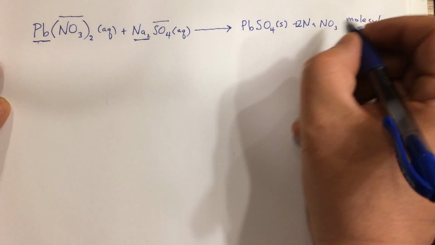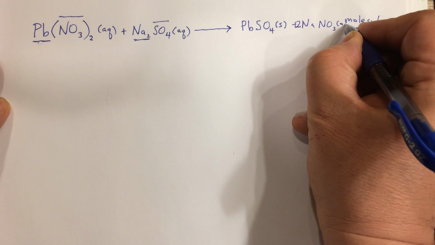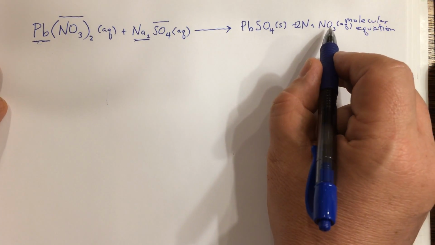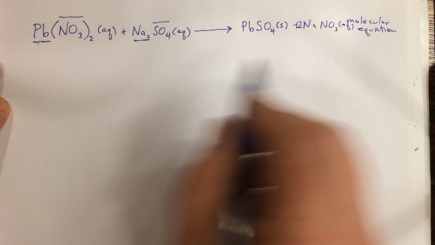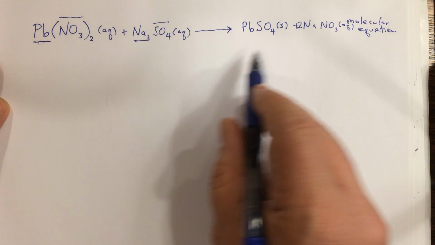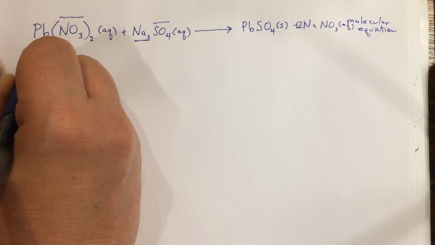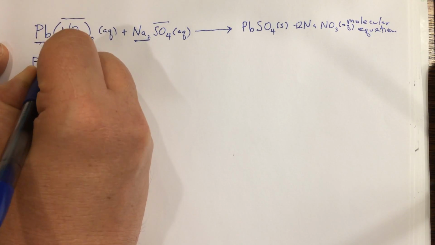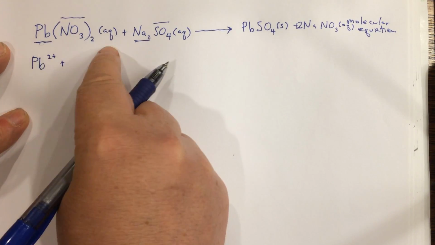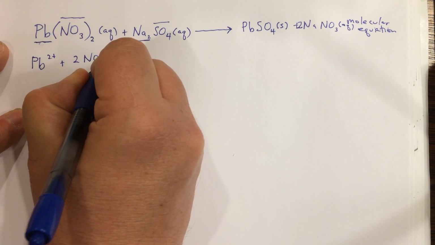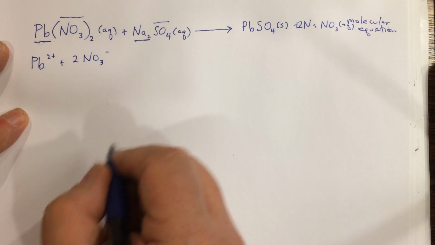aqueous, okay? This is aqueous too, because all nitrates are soluble, so this is aqueous. Remember, aqueous means it's soluble. So all the aqueous compounds, we're going to break it apart. So this is aqueous, so we're going to see that this is lead 2, so that's +2. And we're going to have two nitrates. So we have 2 NO3, and that's -1.